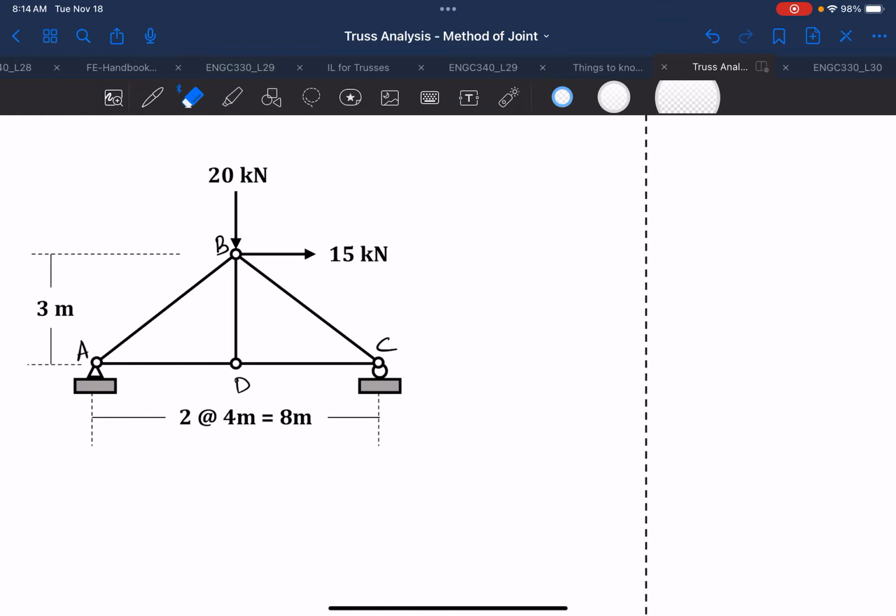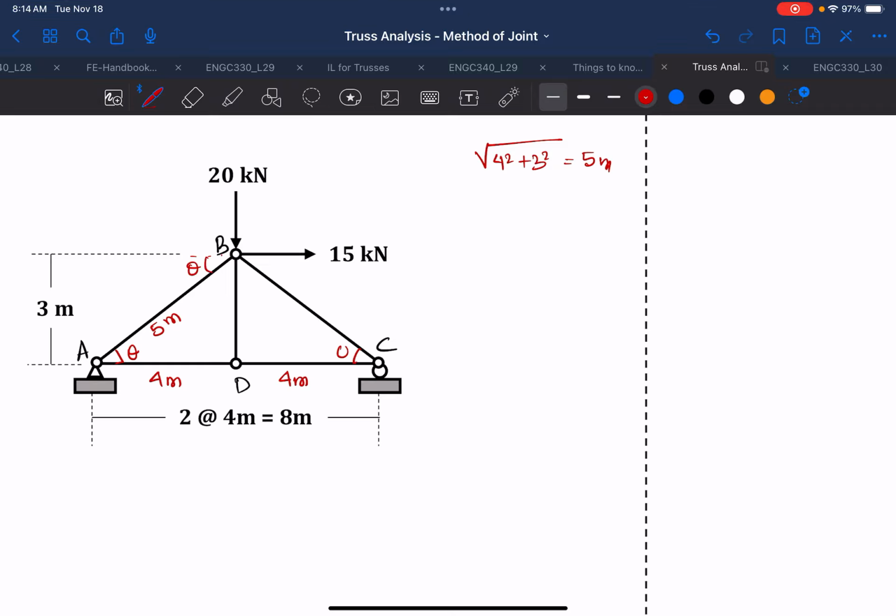This is 4 meter, and this is 4 meter, and from B to D is 3 meter. So A to B has to be, using Pythagoras theorem, square root of 4 squared plus 3 squared, and that will give you 5 meter. So this value is 5 meter. Once we find the length, we can show that this is theta, and this also will be theta, and this also will be theta. Using corresponding angles, we can also show that this will be theta.